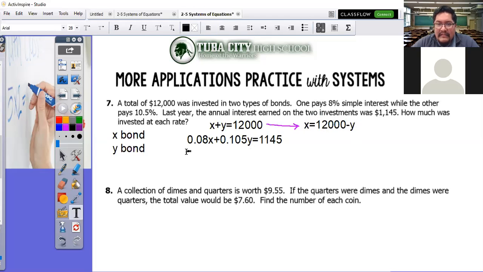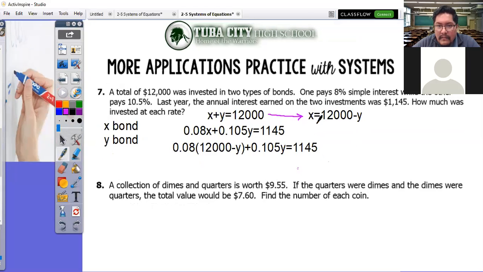Now the next thing I'm going to do is take this and plug it in for the other X. So now I know that's 12,000 minus y. And then I'm going to have to continue writing the same thing, 0.105 y equals that number. So I just plug it in. Take this and plug it in. Plug this in for x into this equation, and it gives us this.